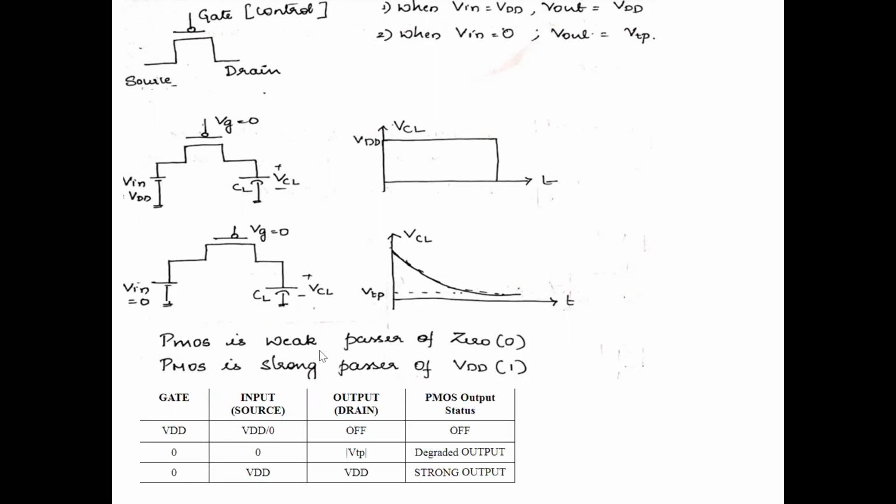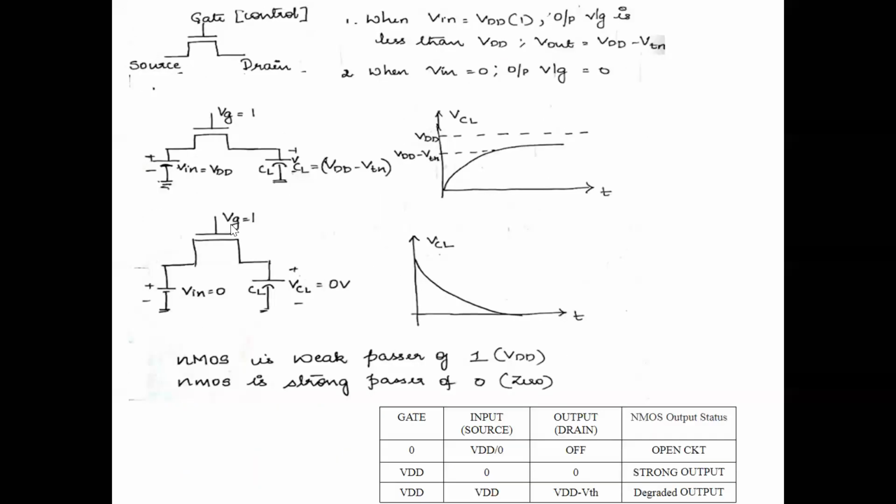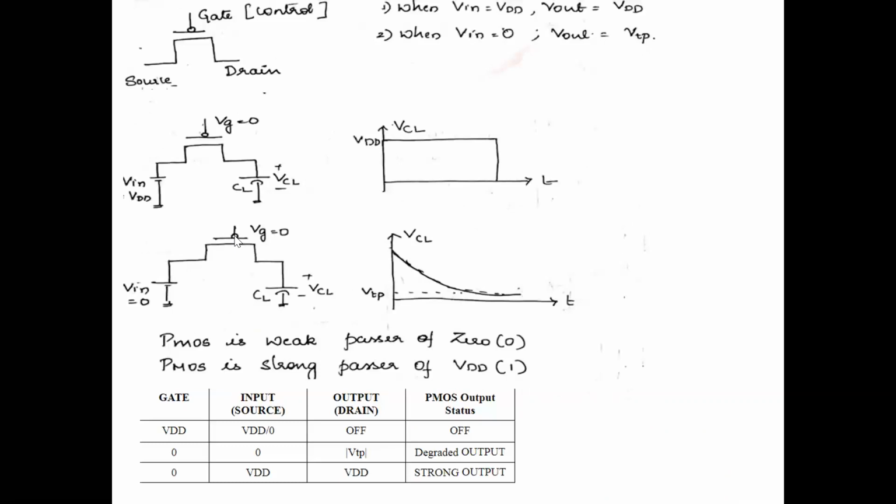So PMOS is a weak passer of 0 and a strong passer of VDD. It is opposite to what we saw in NMOS. NMOS is a weak passer of 1, PMOS is a strong passer of 1. NMOS is a strong passer of 0, PMOS is a weak passer of 0. So this is very important.